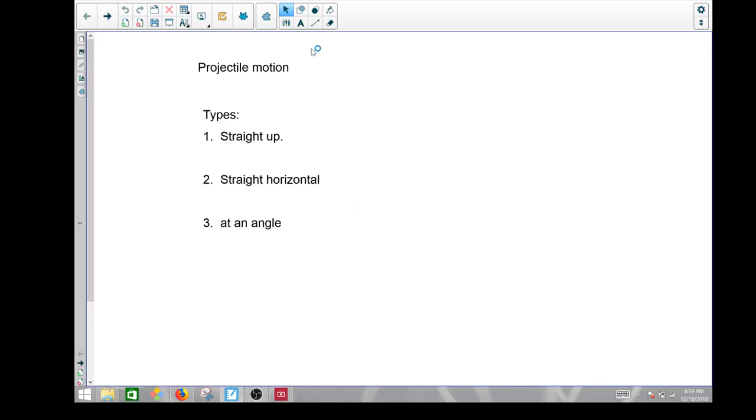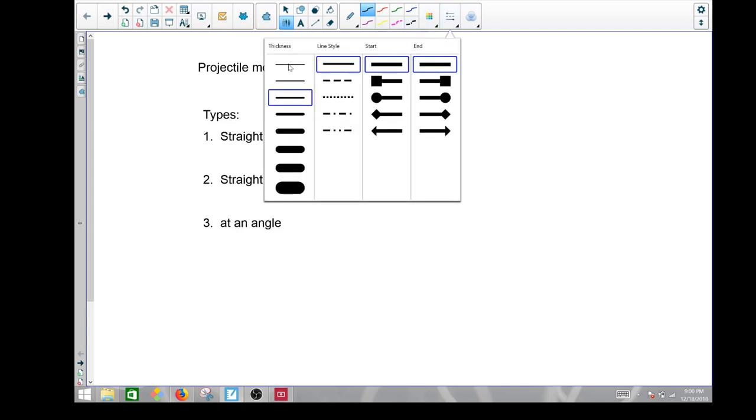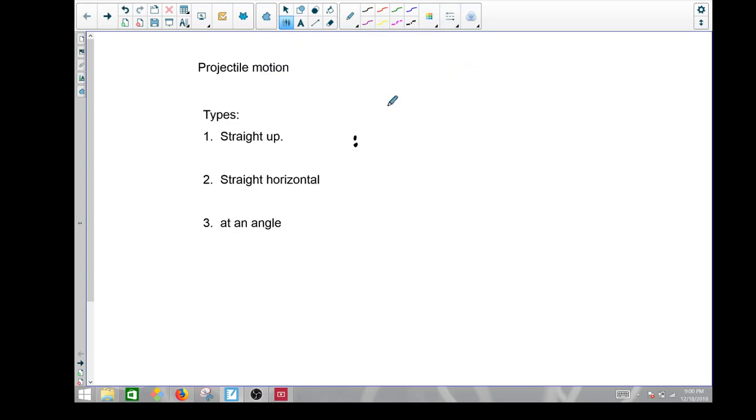Now, projectile motion is any time that we're going to be throwing something. So, there are basically three ways in which we can throw something, and we'll talk about examples and how to solve problems for each of these types. First type, obviously, is just to throw something straight up. So when I throw something, we've actually done these problems already. We'll just throw something at a certain velocity straight up.